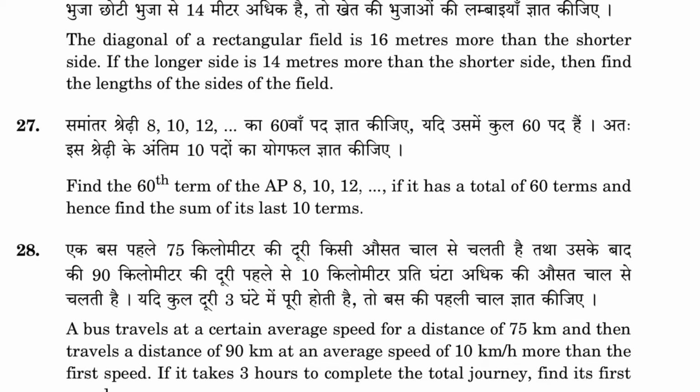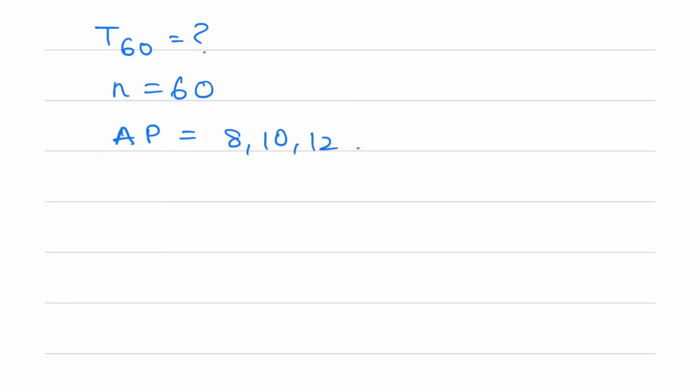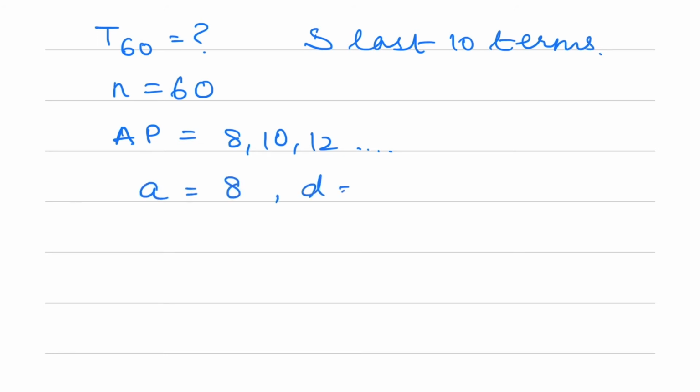Question number 27th. In this question, we have to find the 60th term, and n is equal to 60. There are 60 terms and the AP is given as 8, 10, 12 and so on. And we also have to find the sum of the last 10 terms. So I can say A is equal to 8 and D is equal to 10 minus 8, so 2.